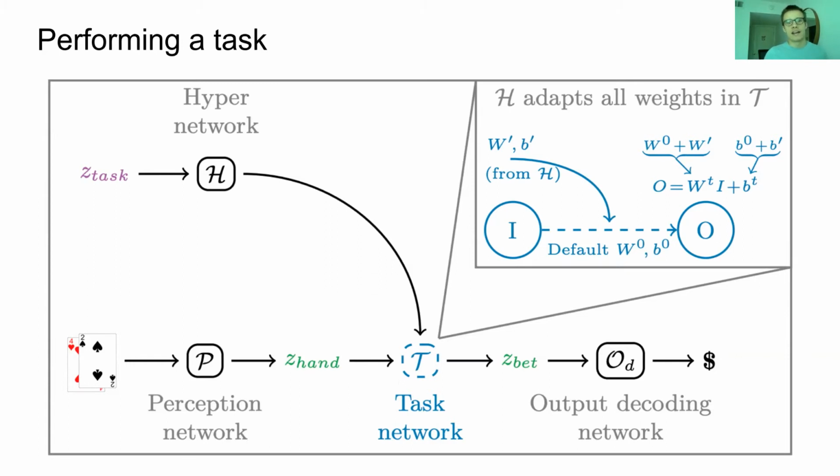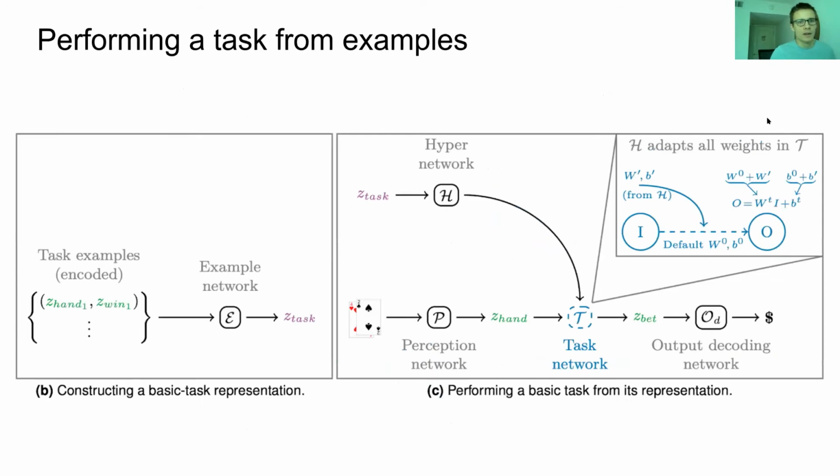Okay, but where does the task representation come from? Well, I'm going to take the perspective of performing a task from examples, and in particular from a relatively small set of examples. So I'm going to encode the examples, like poker hands and how much they won or lost. I'm going to take a set of these examples, various hands of poker and their winnings, and encode them with an example network that will aggregate across these data points to construct the task representation.